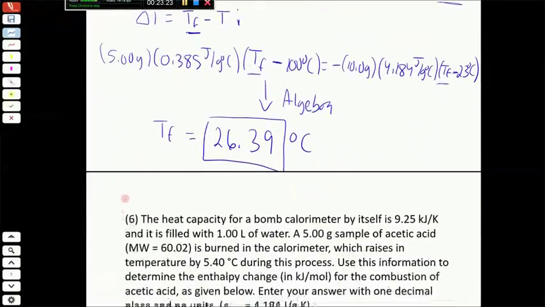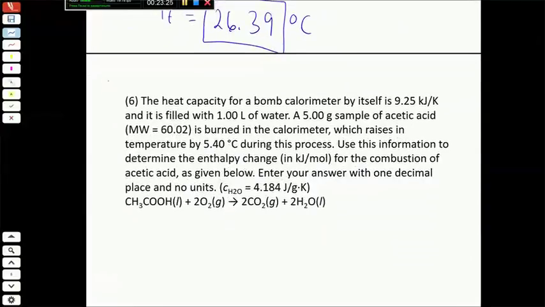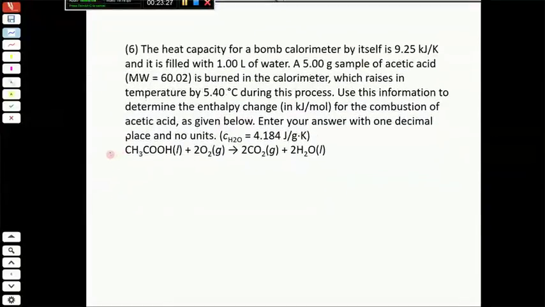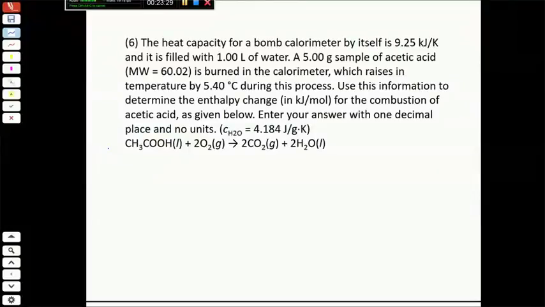All right, so the next question also deals with calorimetry, but here we're doing a reaction inside of a calorimeter. So the other application we have for calorimetry is measuring enthalpy changes for reaction, and that's what we're doing here. So we have a bomb calorimeter, which has a heat capacity of 9.25 kilojoules per Kelvin, and we're going to fill it with 1 liter of water.